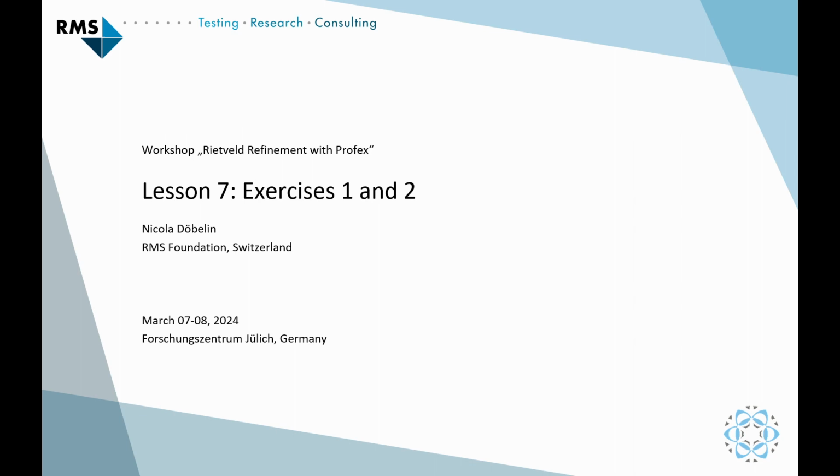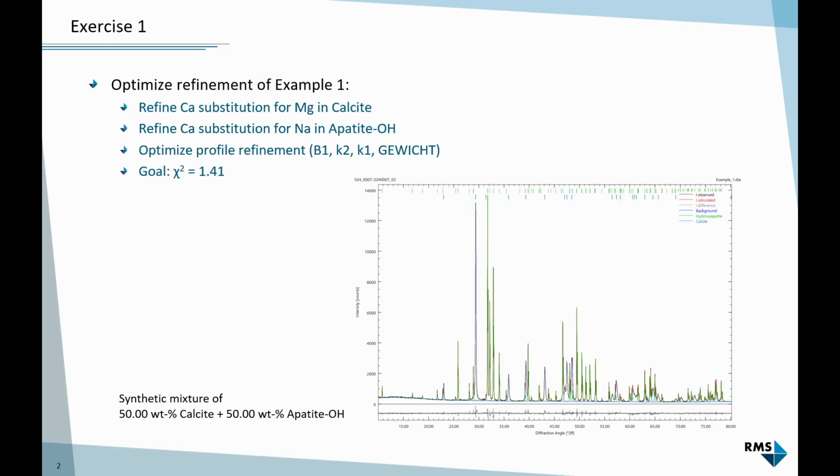With the following two exercises, we want to practice what we learned so far about structure files and how to optimize refinement strategies. And in the second example, about creating instrument configuration files. The first exercise is based on our example file number 1, the mixture of calcite and hydroxyapatite. And I will show now from the start to the end how I optimize this refinement.